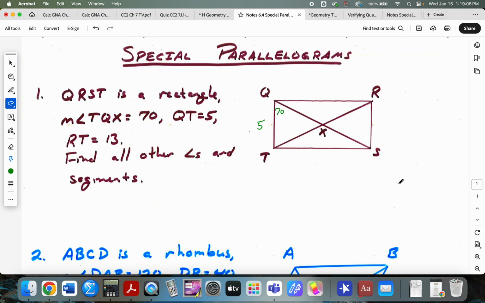Now, because RT is 13, I'm going to go ahead and say that each of these is 6.5, because in any parallelogram, the diagonals bisect each other. That's true for any parallelogram. All right, so let's start finding angles. If this angle is 70, because this whole angle is a right angle, this angle has to be 20. And then by alternate interior angles, this angle here at S would be 70, and the other angle at S will be 20.